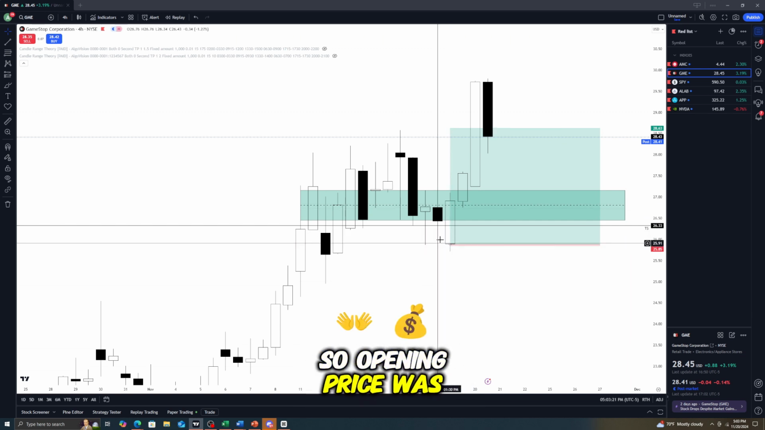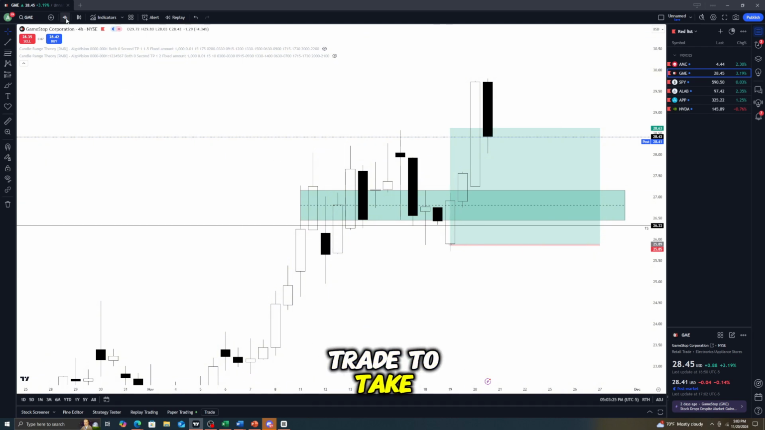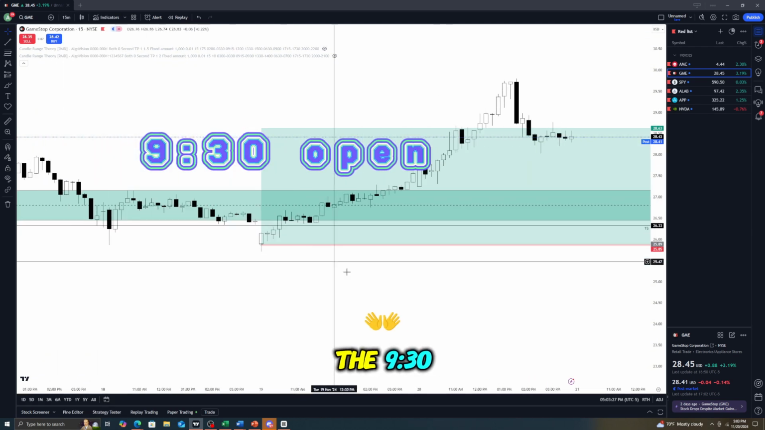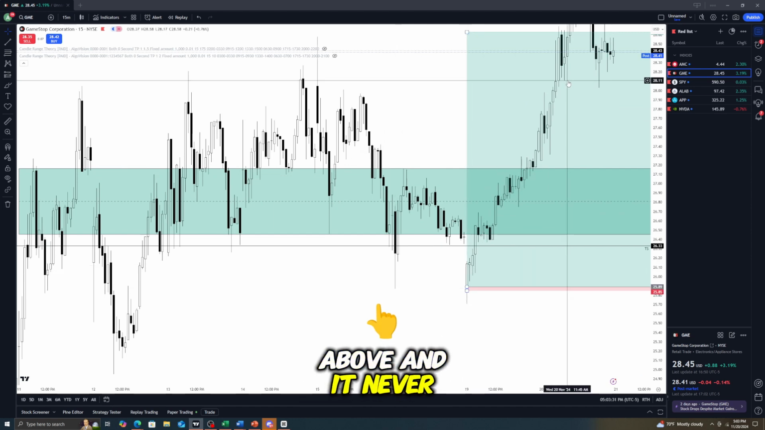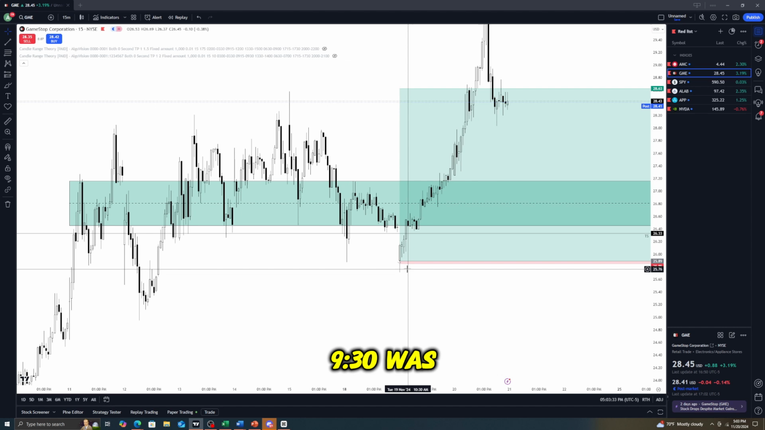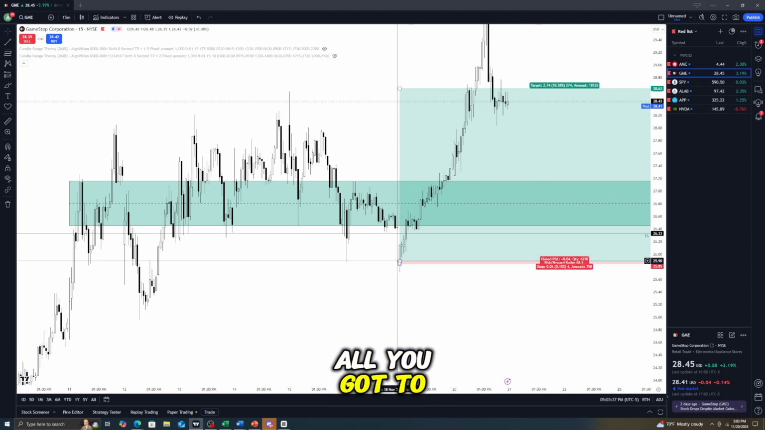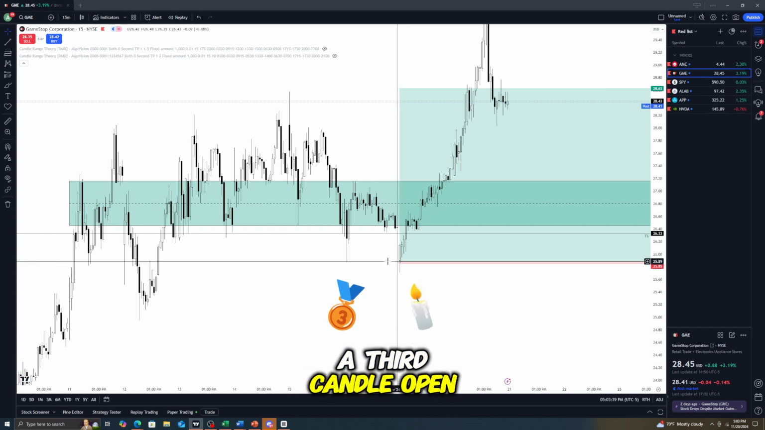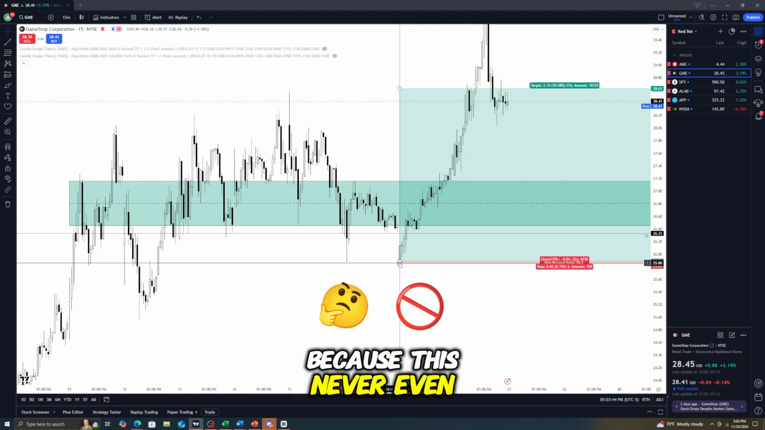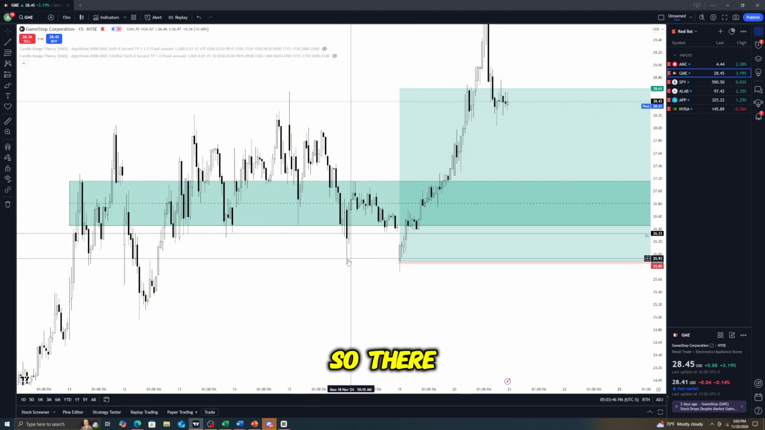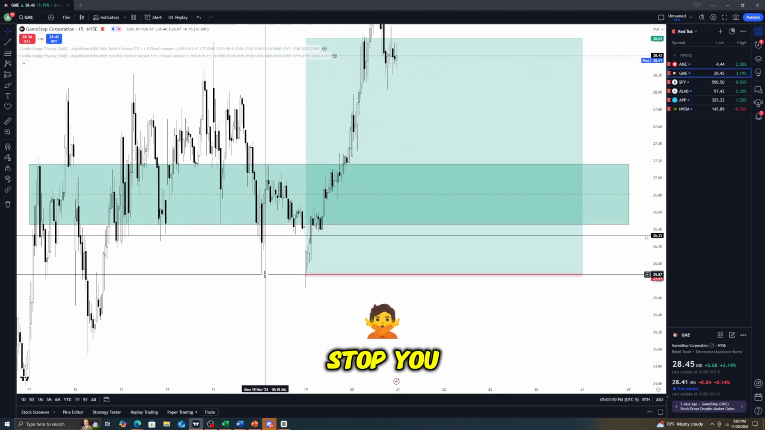So opening price was way below your actual entry, so it would have been a much better trade to take. And as you see, the 9:30 open wicked this low and closed above, and it never returned. 9:30 was the low of the day, so this absolutely printed. All you had to do was just buy the third candle open, and it would have been an insane entry because this never even came down here again, right? So there was barely any drawdown. If you were trading off of the hard stop, you would have been stopped.